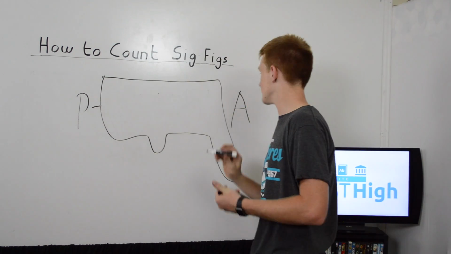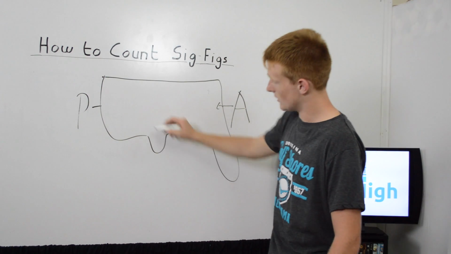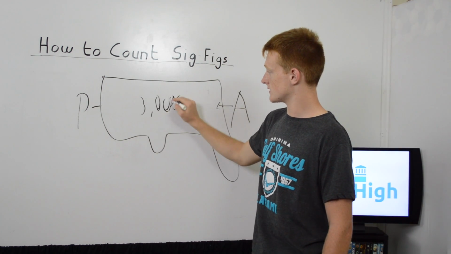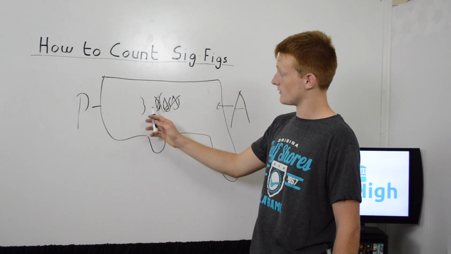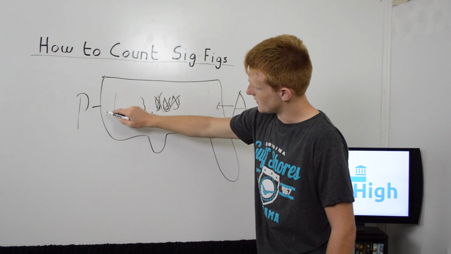And if your decimal point is absent, you start from the right counting to the left. So say you have 3,000, you skip every 0, so skip, skip, skip, and then you count when you get to a number that is higher than 0. So it'd be 1 for this number.